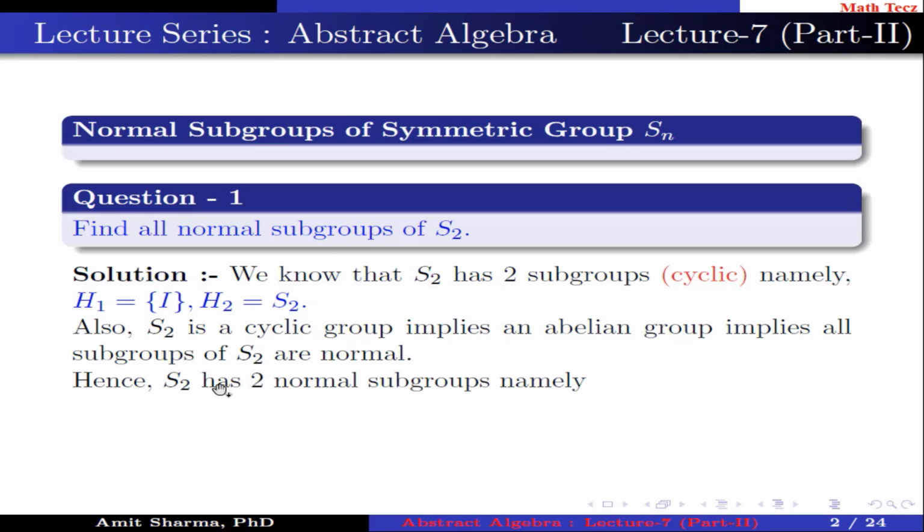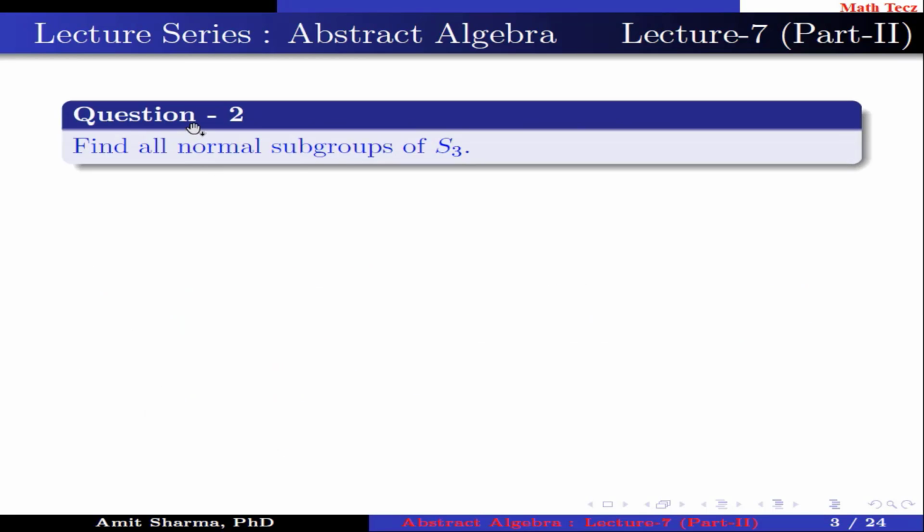Hence, S2 has two normal subgroups, namely H1 equal to identity, which is the trivial normal subgroup, and H2 equal to S2, which is the improper normal subgroup. Question number 2. Find all normal subgroups of S3.